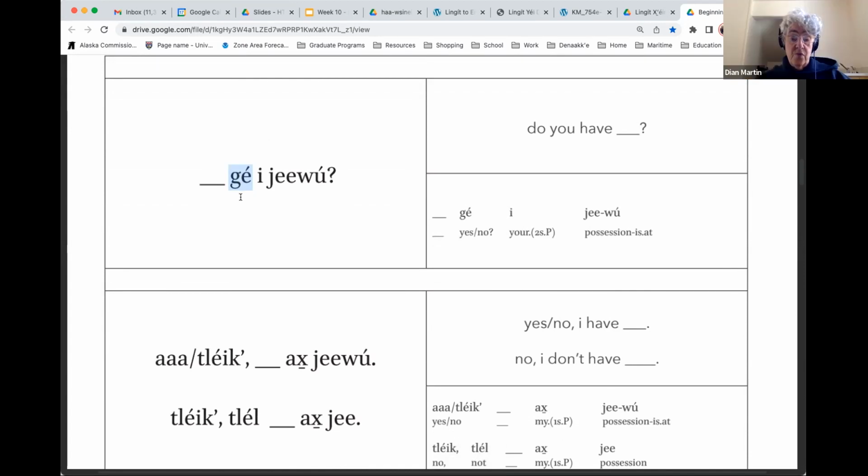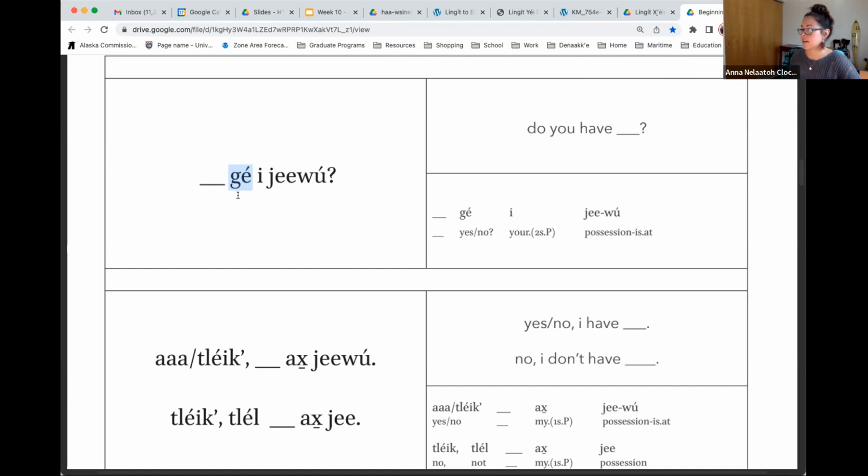Yes or no? Yeah, Lichéesh. When someone asks you a question and you hear ge, you should be prepared to answer yes or no, or followed by more specifics, because ge signifies a yes or no question.